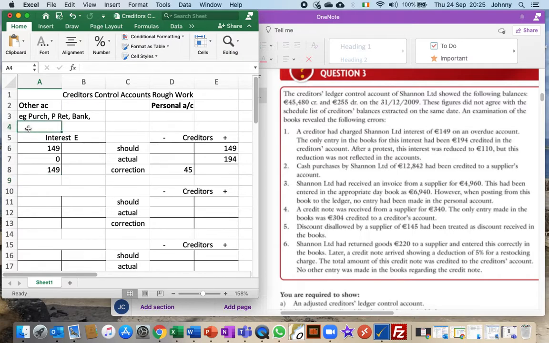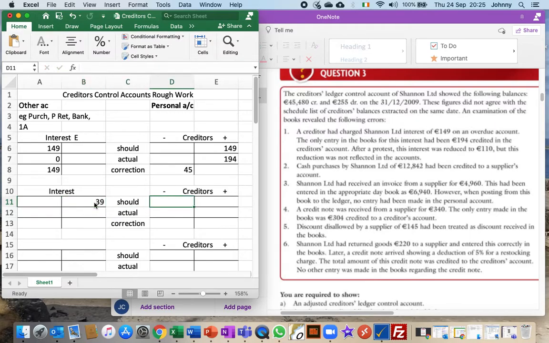Now that's going to be the first part of it, but we're going to call it 1A because there's a second problem with this one. After a protest, the interest was reduced to 110, but this was not reflected. So we did nothing with the second one. The interest, they asked us to reduce it. And again, this is still an expense, so if you reduce an expense, it goes on the credit side. The interest used to be 149, now it's 110, so it's gone down by 39. So I'll put 39 on the minus side.